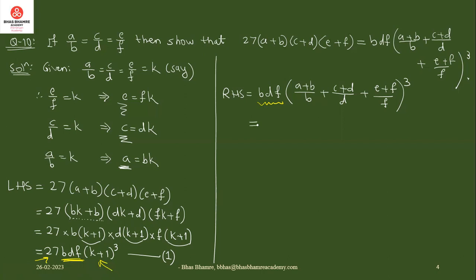So BDF remains as it is. Then A is BK. So BK plus B totally upon B, plus C plus D upon D. C is DK. So DK plus D upon D, plus E plus F. E is FK. So FK plus F upon F whole cube.